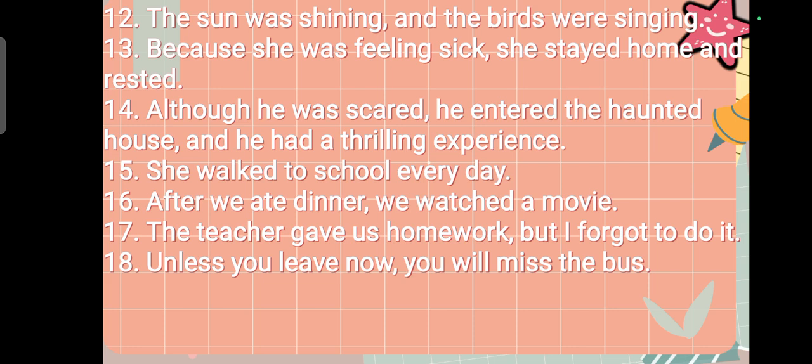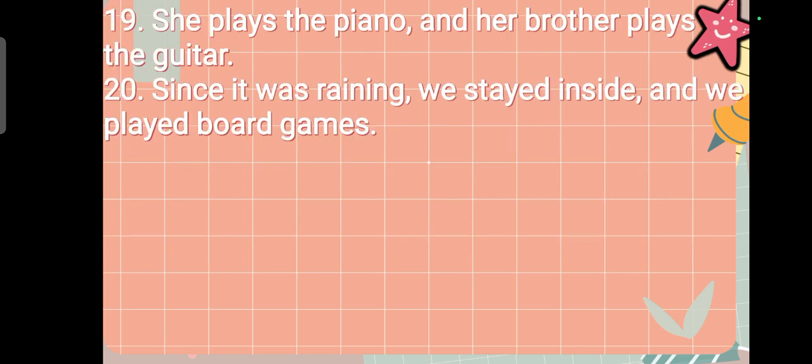This is complex. 17, the teacher gave us homework but I forgot to do it. Compound. 18, unless you leave now, you'll miss the bus. Complex. Okay, 19, she plays the piano and her brother plays the guitar. Compound. 20, last number, since it was raining, we stayed inside and we played board games. So the answer for this, number 20, is compound complex.